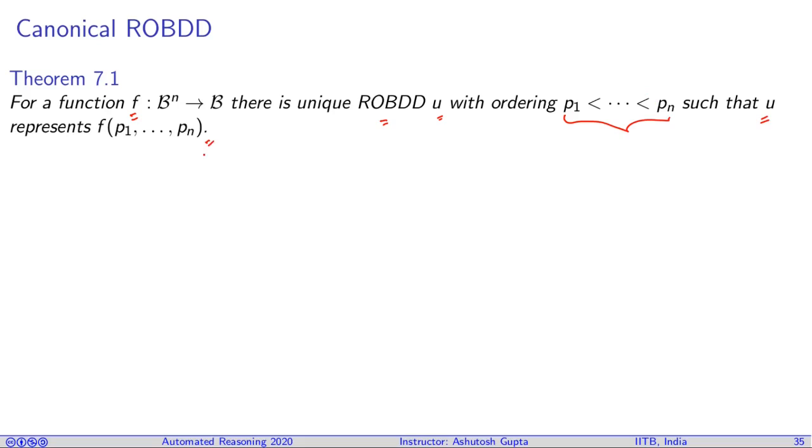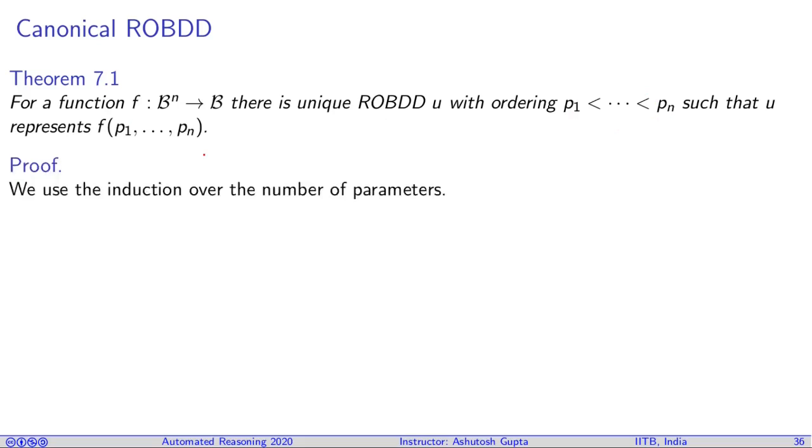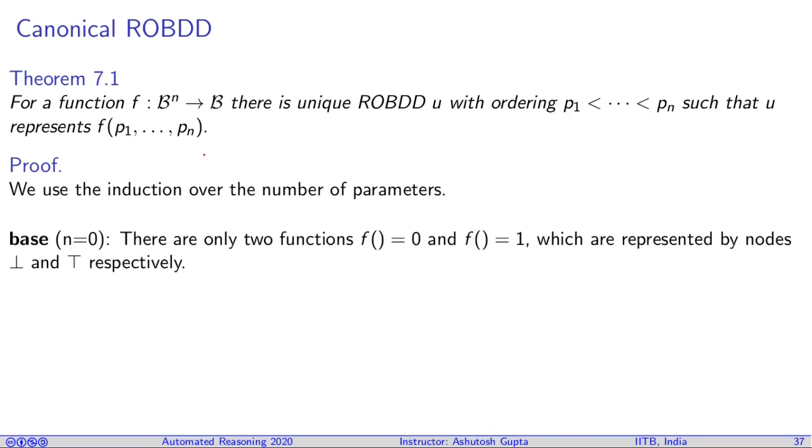So how do we prove it? You prove it by induction over the number of parameters. Let's suppose there are no parameters. Then there are exactly two functions, always false and always true, and they can be represented by the true and false symbols themselves. So therefore you have a unique representation of ROBDDs.